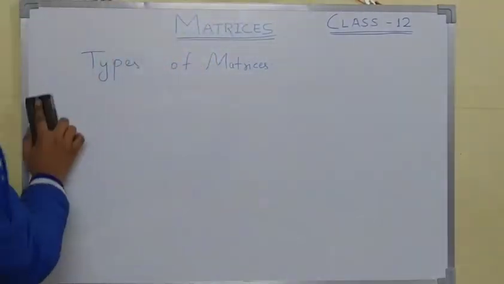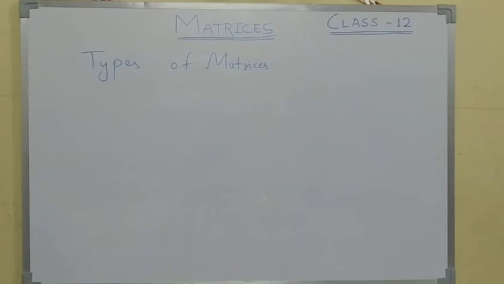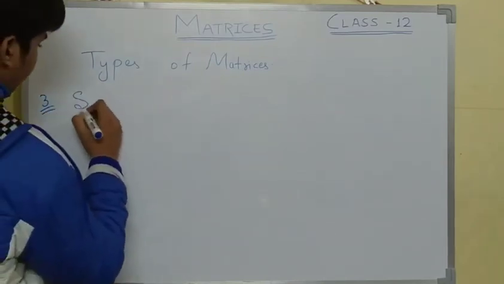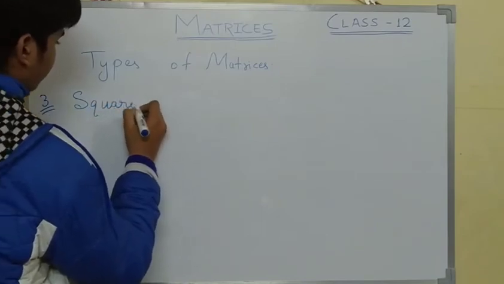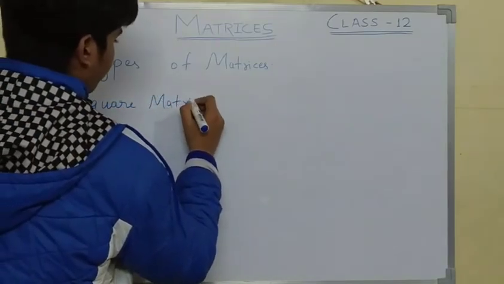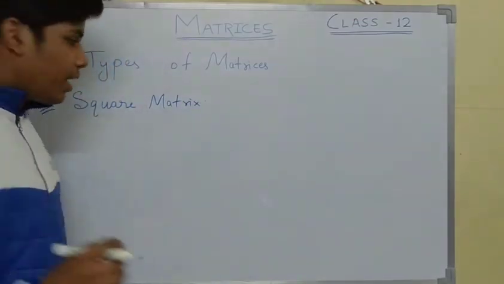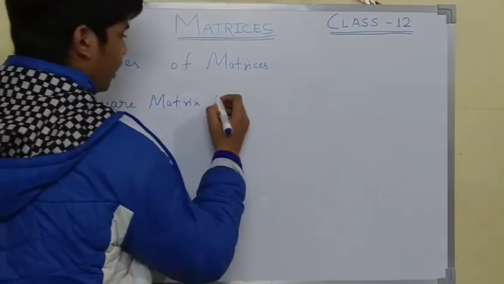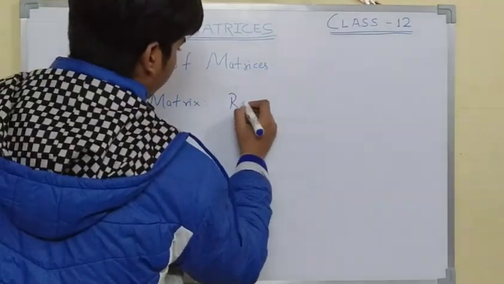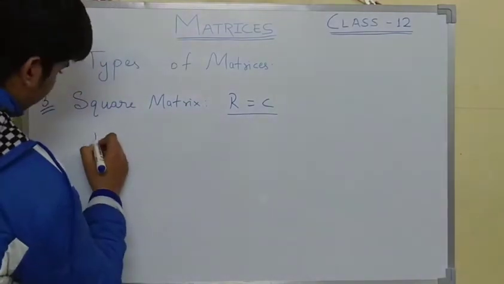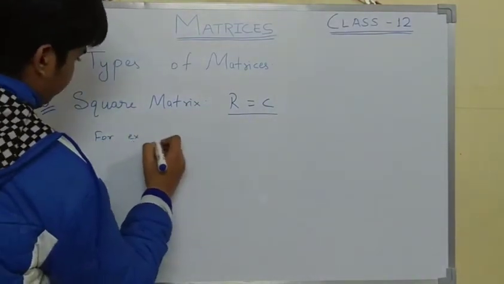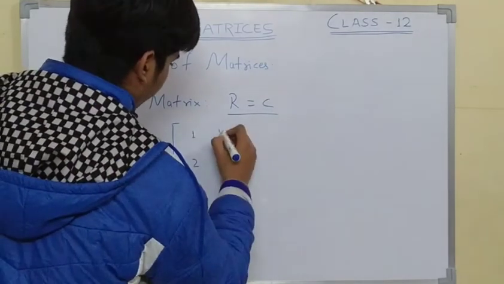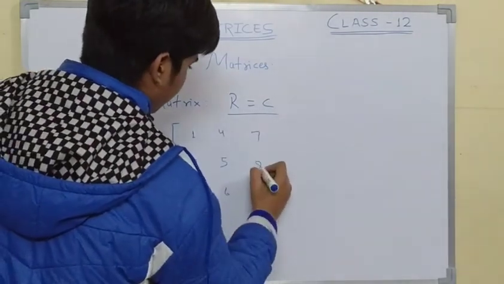Now we will see the third type of matrix, square matrix. Square matrix is the matrix in which the number of rows and number of columns are equal, or we can say R equals C. For example, if we take any matrix 1, 2, 3, 4, 5, 6, 7, 8, 9.